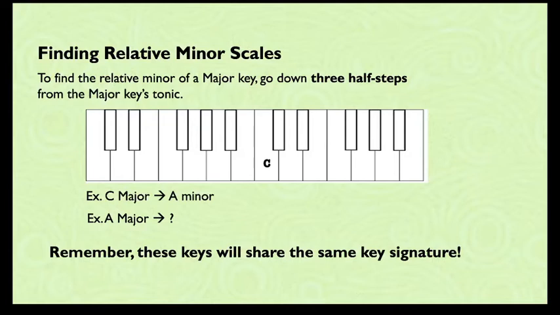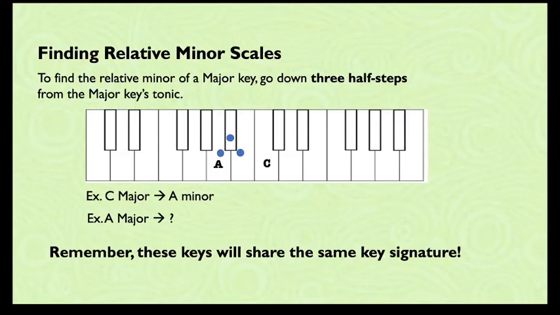It's also important that we're able to find the other mode that uses these key signatures. We found it before, last week, when we compared our C major scale to our A minor scale. We found the A minor scale by going down 3 half steps. We can generalize this rule. To find the relative minor scale of any major key, go down 3 half steps.